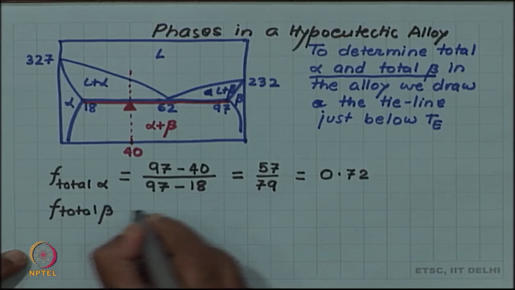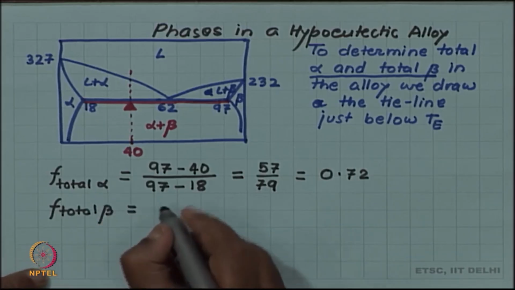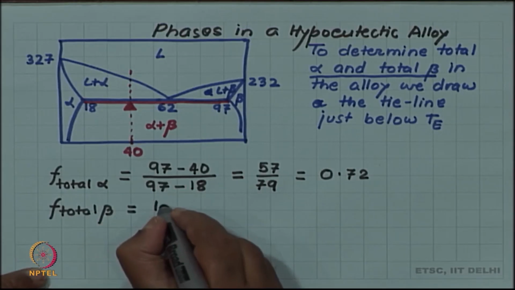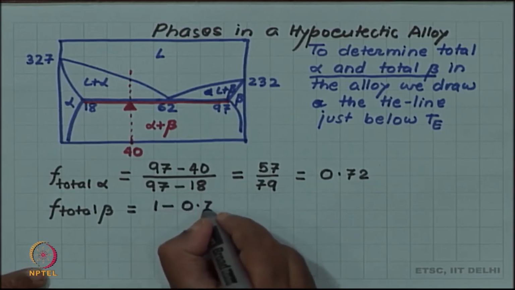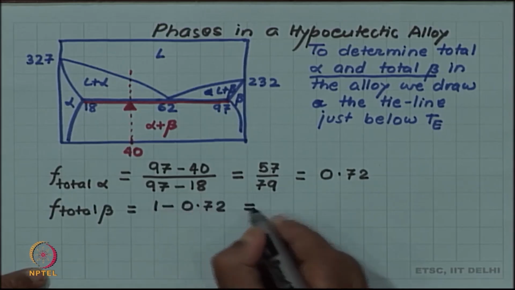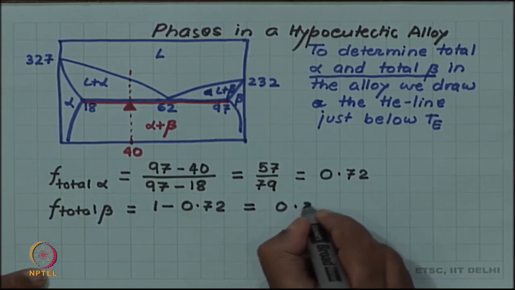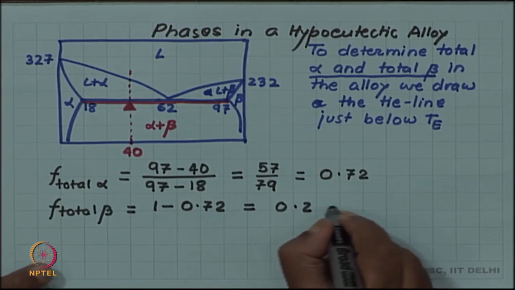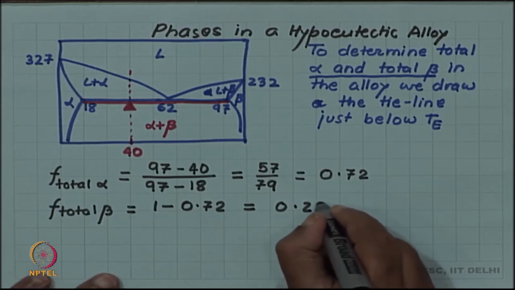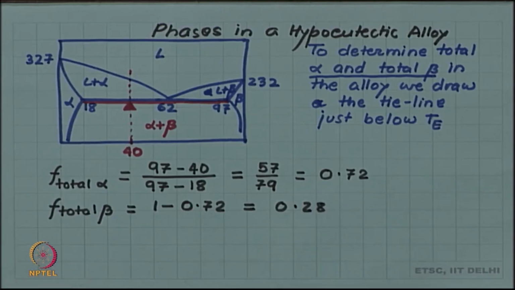Total beta will be 1 minus 0.72, that will be 0.28. So 28% will be total beta.